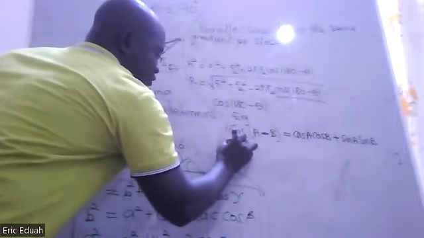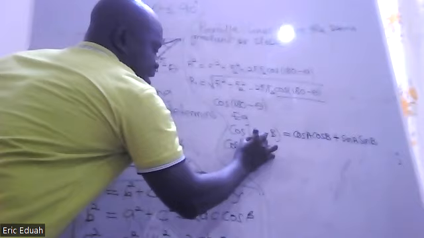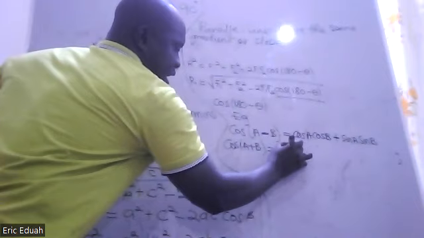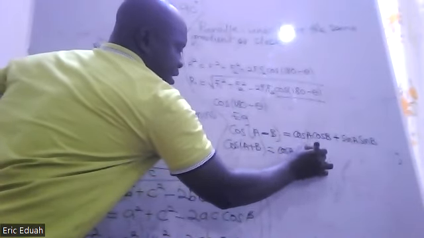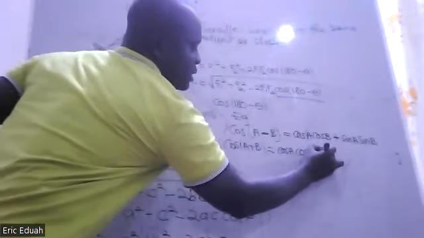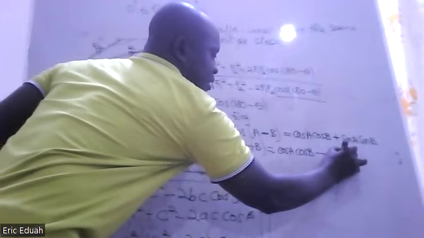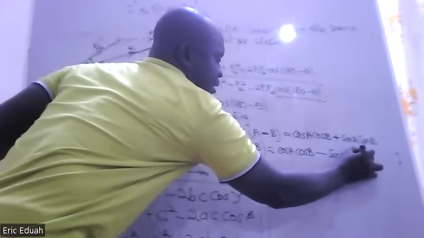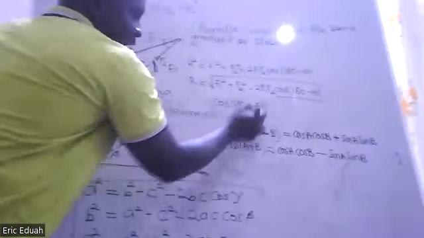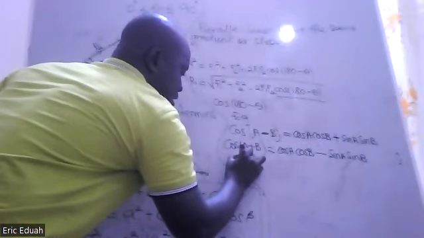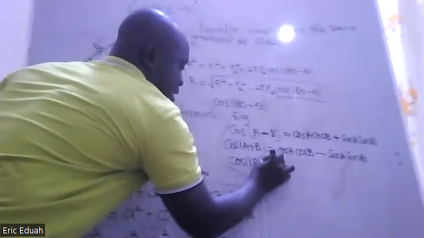If you have cos of A plus B and you are expanding, it becomes cos A times cos B. What is here is plus, so we change to minus sine A times sine B. I hope all is well. Let's apply this to what we have: cos of 180 minus theta.